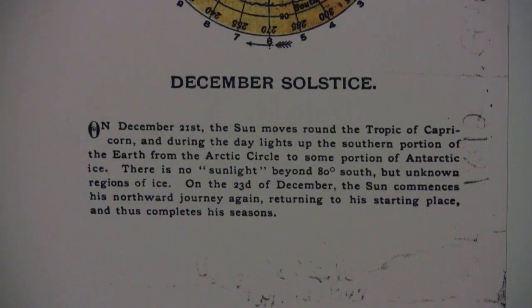Again, the Gleason's map is scientifically and practically correct, and it's written on the map: on December the 21st, the sun moves around the Tropic of Capricorn, and during the day lights up the southern portion of the Earth from the Arctic Circle to some portion of Antarctic ice. There is no sunlight, and sunlight is between quotation marks here, beyond 80 degrees south, but unknown region of ice. On the 23rd of December, the sun commences his northwards journey again, returning to his starting place, and thus completes his season.